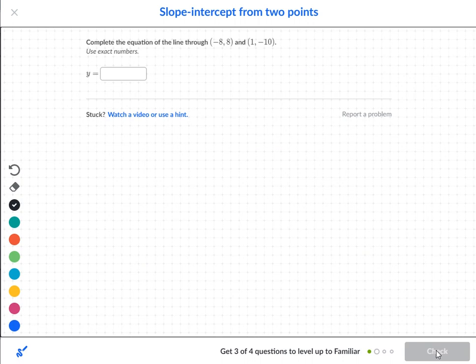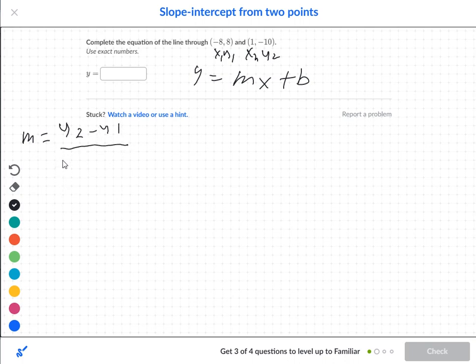Okay, next question. I want to use the formula y is equal to mx plus b. That's the formula I want to use. So what I want to do is see what I'm given. I'm given 2 points. This is x1. This is y1. This is x2. And this is y2. So what I want to do first is find what m is. So I've got to use the slope formula. So I've got to take y2 minus y1, and then we've got to go x2 minus x1.